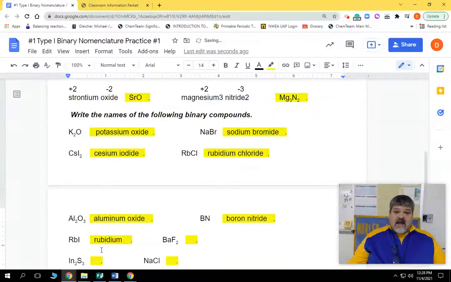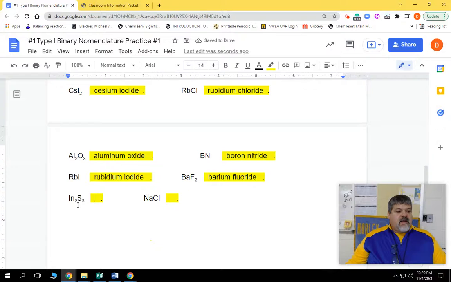Rb is rubidium, and I is iodine, so we change it to iodide. Ba is the metal barium, and F is fluorine, so we change the ending to fluoride. Okay, we go down to our very last ones. In is indium, and S is sulfur, so we change sulfur to sulfide.